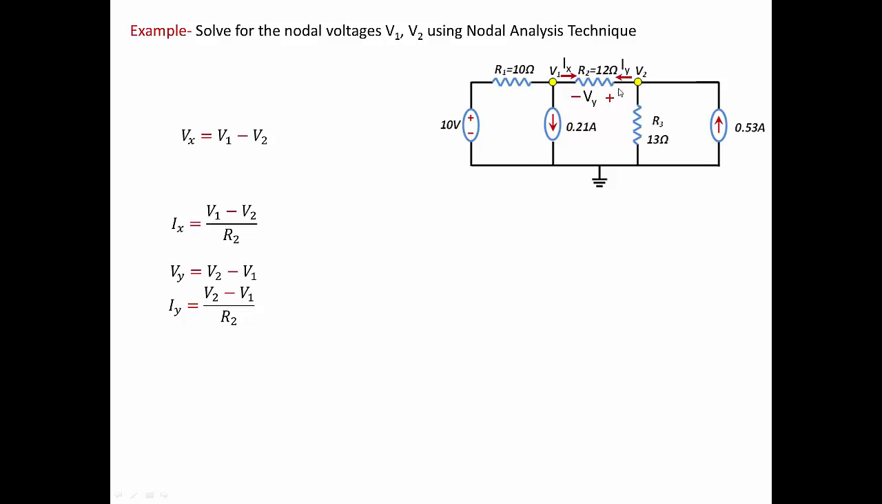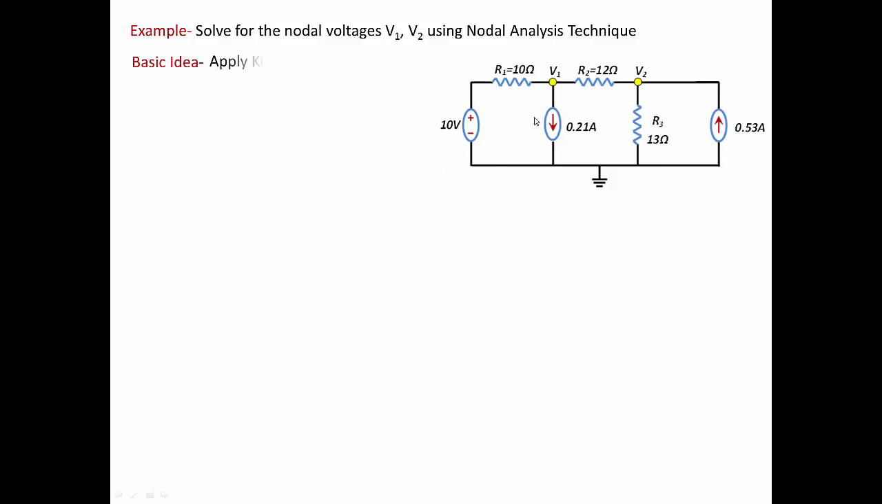So those are some of the basic things that we wanted to know before we use the nodal analysis technique. So now let's start doing the nodal analysis technique, and let's see how we are going to solve for the nodal voltages V1 and V2. Now the basic idea is to apply KCL at every unknown node in the circuit. In this circuit, we have two unknown nodal voltages, V1 and V2. Those are the only voltages we don't know.